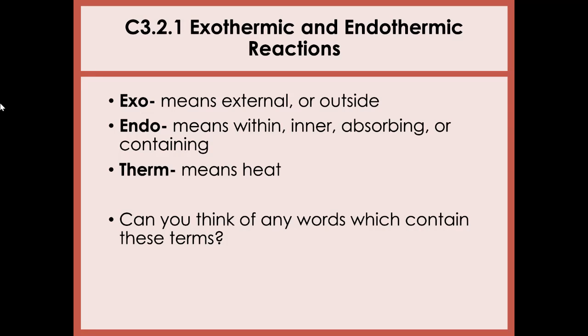So exo means external or outside. Endo means within, inner, absorbing or containing, and therm means heat. So pause the video and think of any words that you know of that contain these terms.